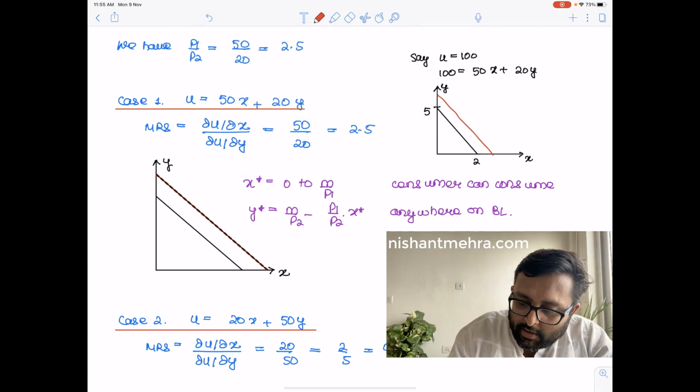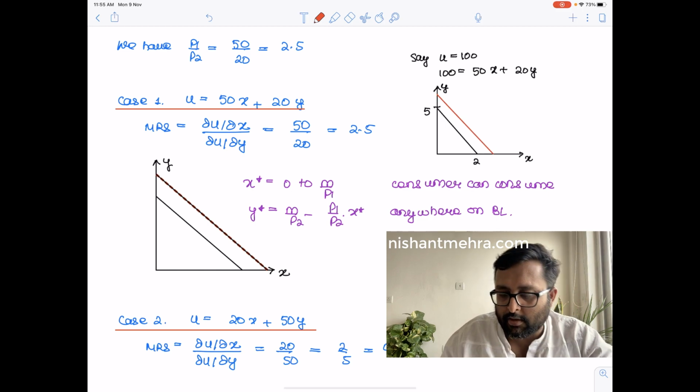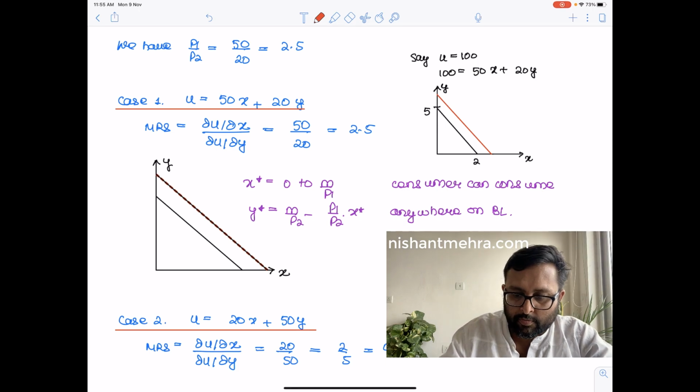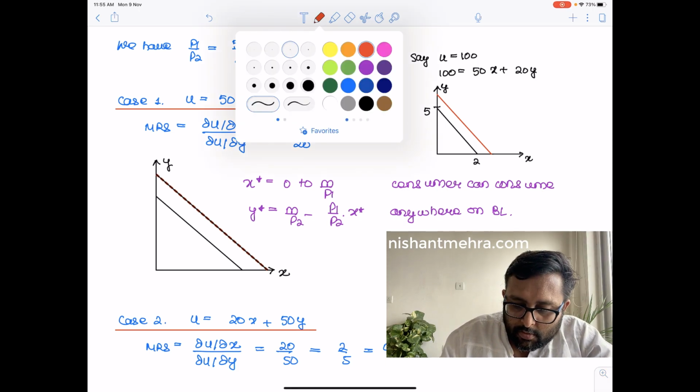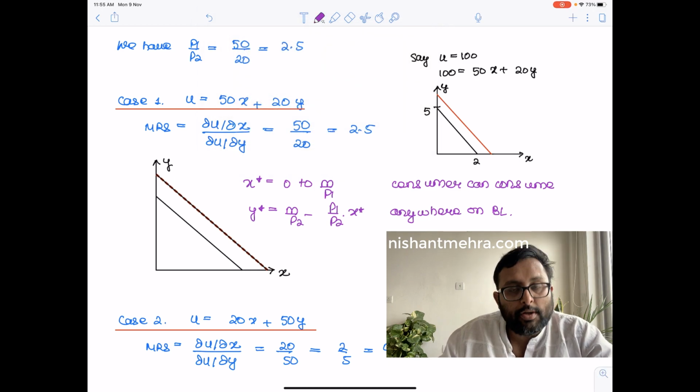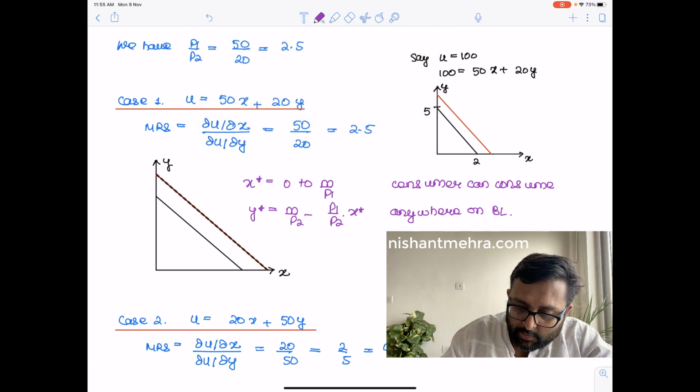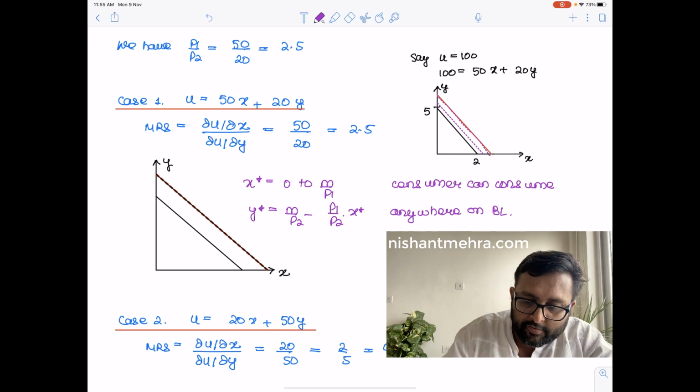So I've just drawn the parallel line because the slope of the indifference curve and the slope of the budget line are equal. Well, you'll ask yourself, given this red budget line, what is the highest indifference curve I can draw? Is this the highest one? No. Is this the highest one? No. This one is the highest one. It will coincide completely with the red budget line.